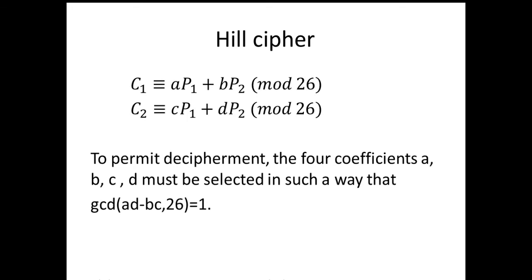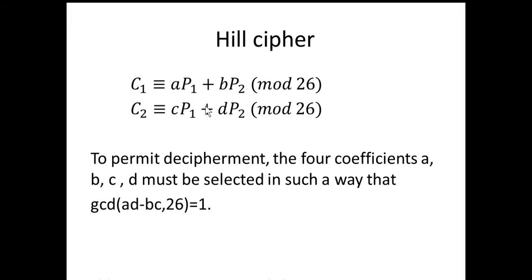Next is an important cipher, that is the Hill cipher. It was developed by Lester Hill, so it is named the Hill cipher. So what do we do in this? In this cipher we divide the whole plain text into blocks of 2 letters each. So if in the first block you have P1, P2, then the corresponding C1, C2 will be: C1 congruent to AP1 plus BP2 mod 26, and C2 congruent to CP1 plus DP2 mod 26. And this is the encryption method.